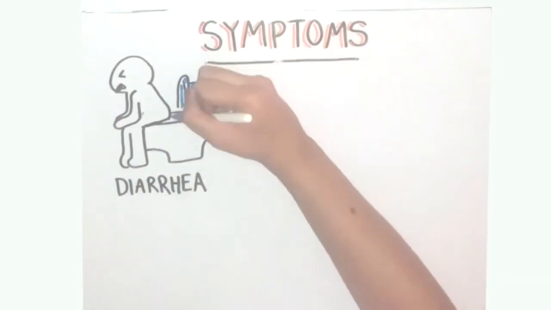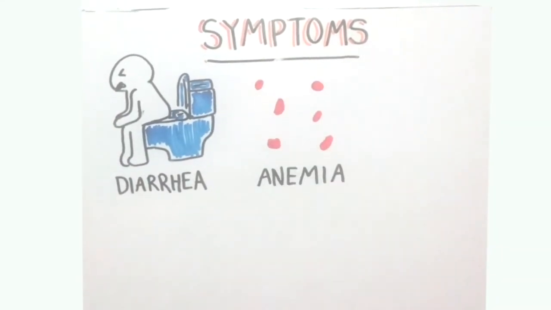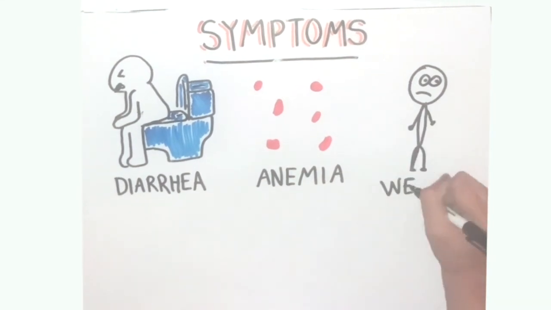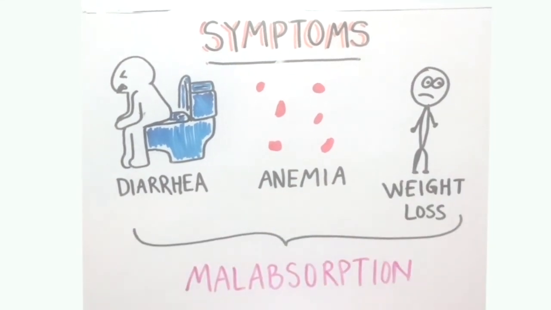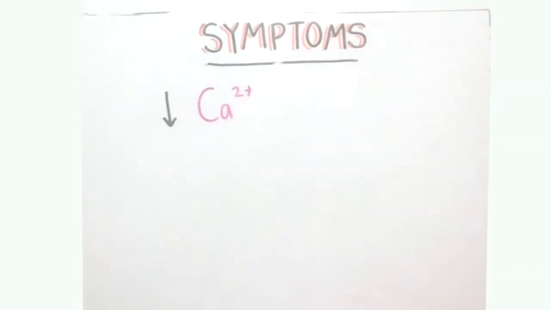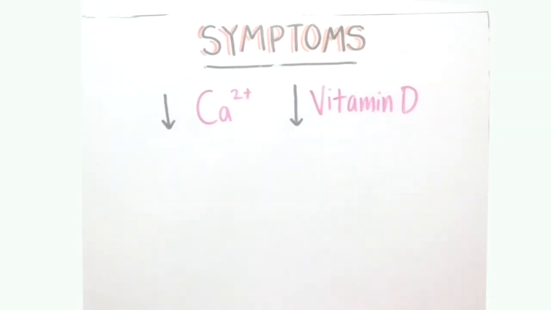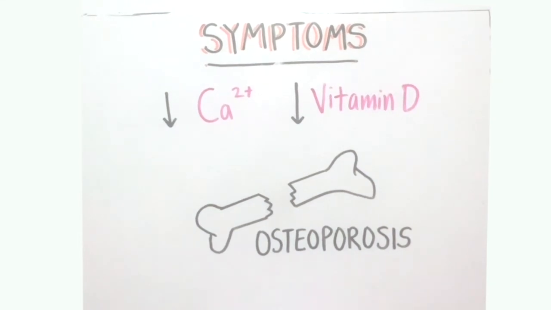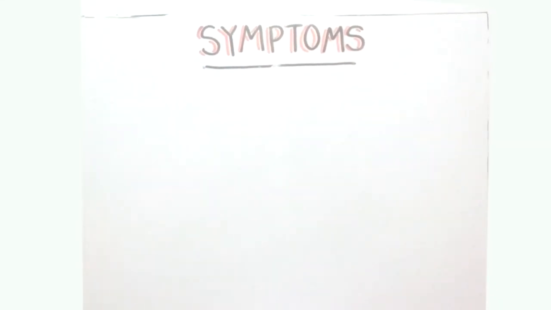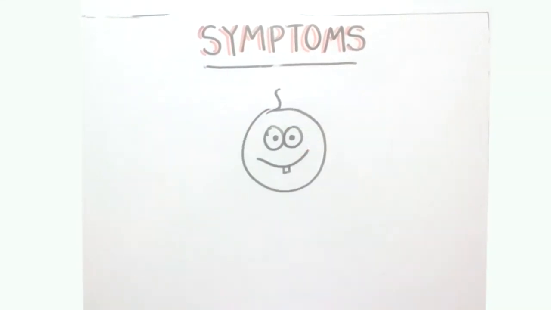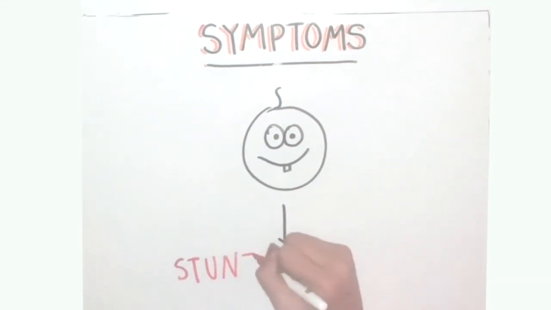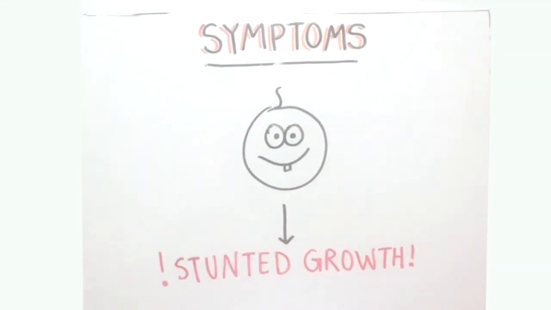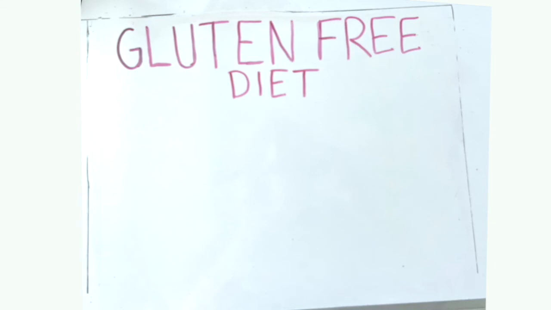Some symptoms include diarrhea, anemia, and weight loss due to malabsorption. Because there is less calcium and vitamin D absorption, it can lead to osteoporosis, which is the weakening of your bones. It's important to diagnose children for celiac disease early because continued ingestion of gluten will cause stunted growth, which is irreversible. The small intestine has the incredible ability to bounce back from this damage relatively fast.